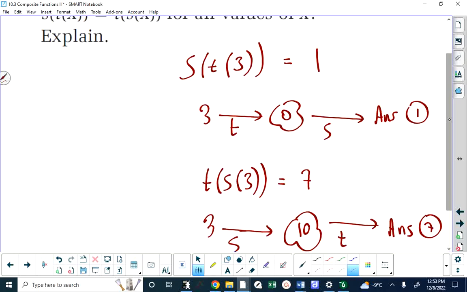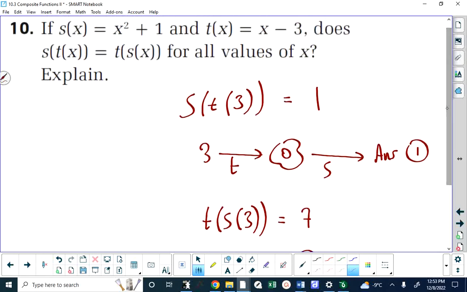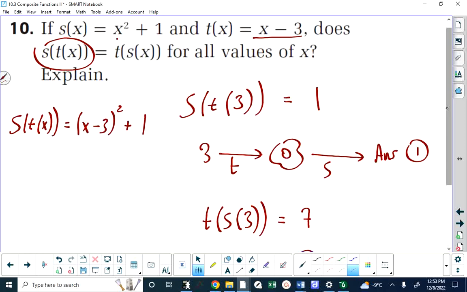Now, what if you did that and you did get the same number? And you tried a different number and you got the same result. You tried a different one, you got the same result. You will never be able to prove that it's always true by choosing numbers. So what you really should be doing in this question is finding S of t of x, which means we're going to put t of x in here and get S of t of x is equal to x minus 3 quantity squared plus 1. And expanding that out is trivial. Well, not trivial. It's important. You can do it, but it's not a big deal.